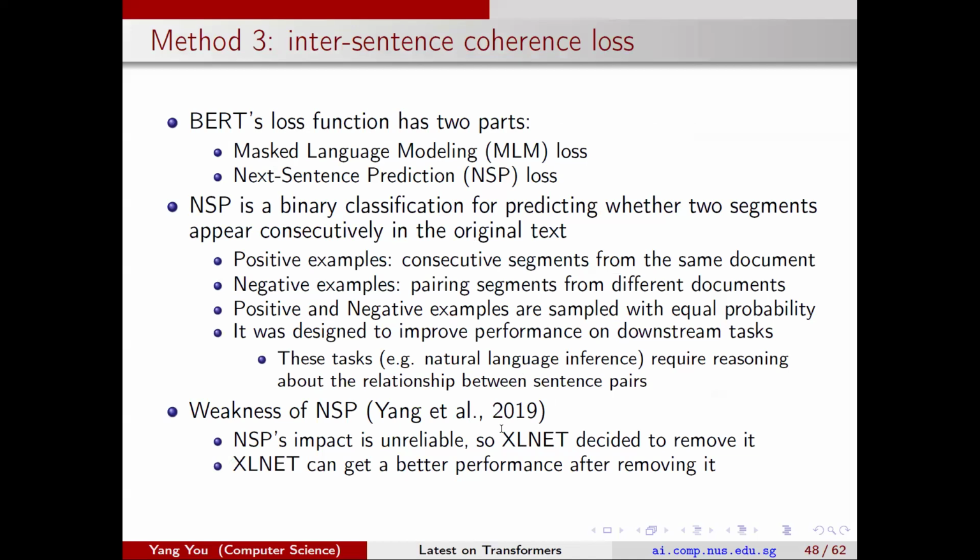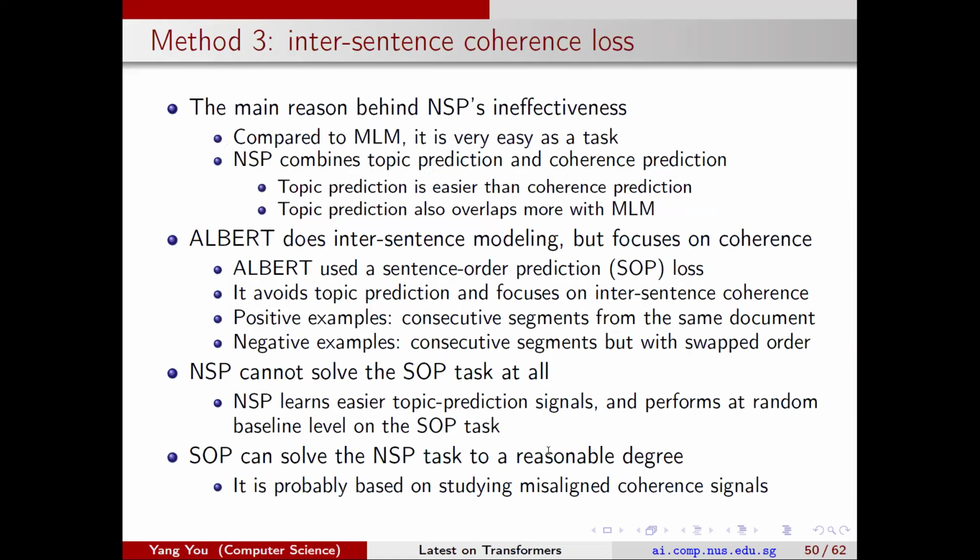With NSP, we want to improve the performance of downstream tasks. But later, different researchers believed NSP is not efficient. Like XLNet, they just removed NSP. So we know we want to use NSP to do two things. The first thing is topic prediction. The second thing is coherence prediction.